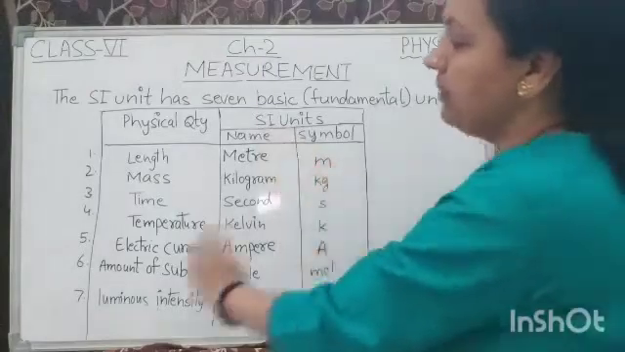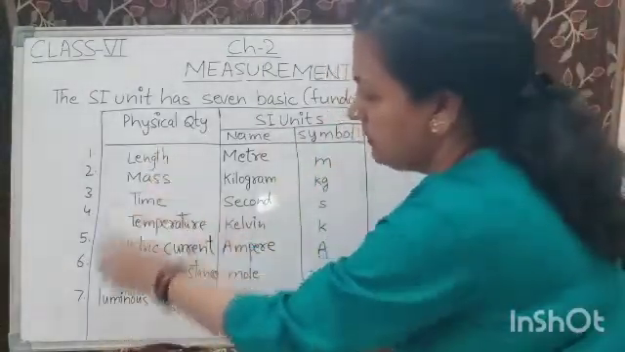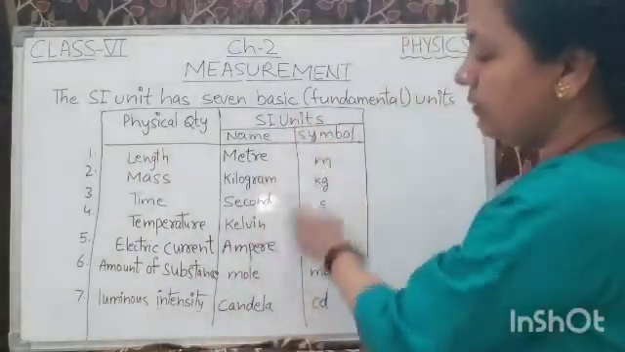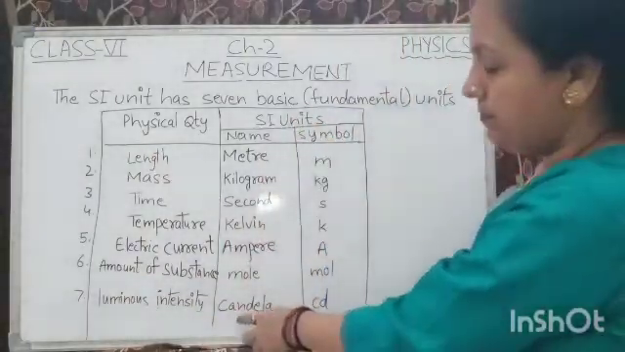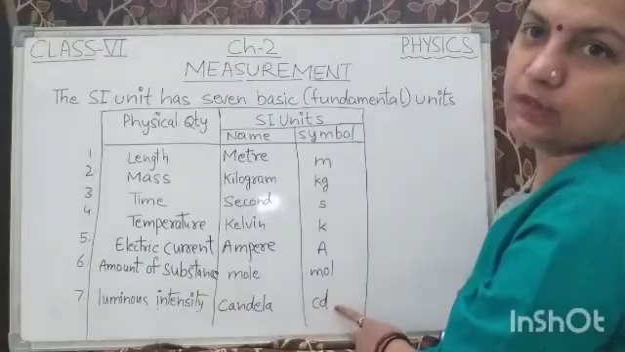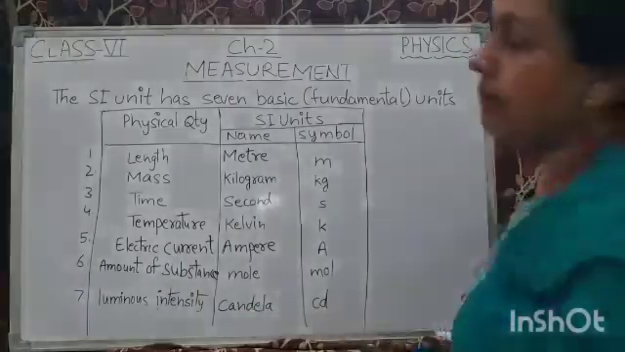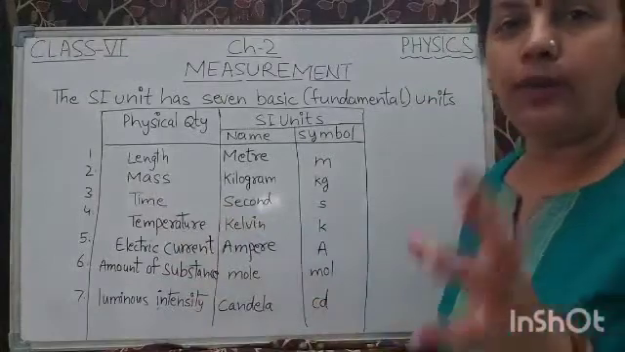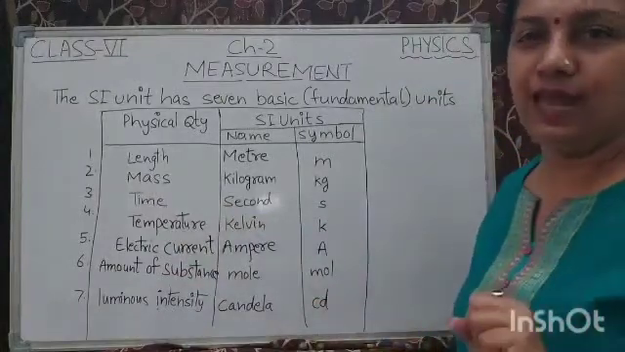After that, the physical quantity is luminous intensity, SI unit name is candela, represented with small cd. Okay, so the first 5 of them are commonly used in our daily life.